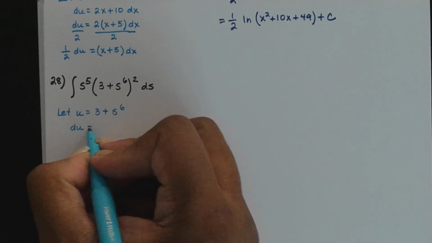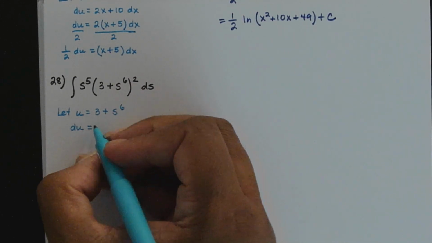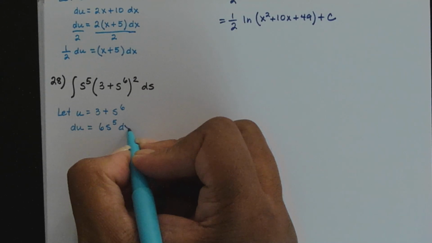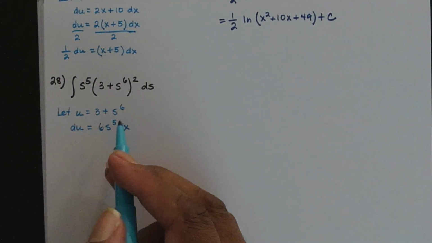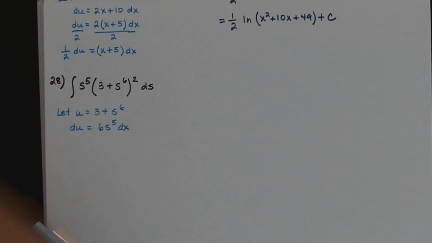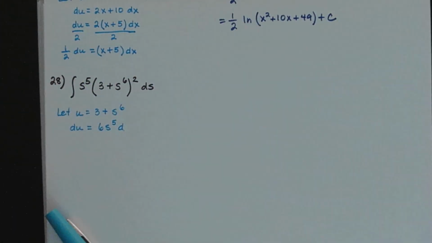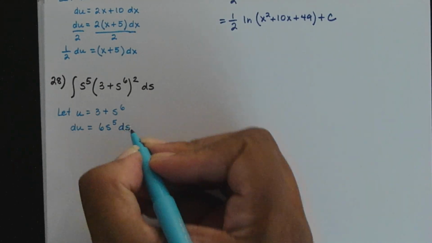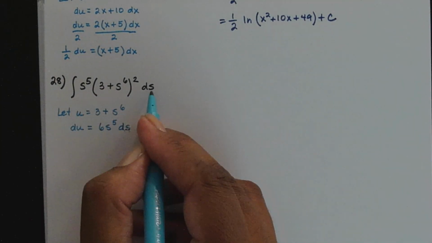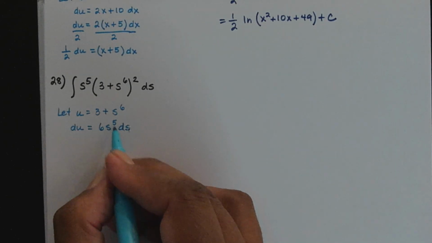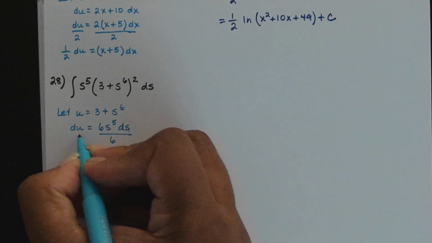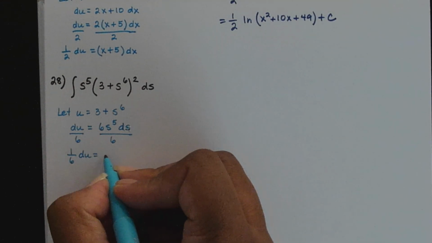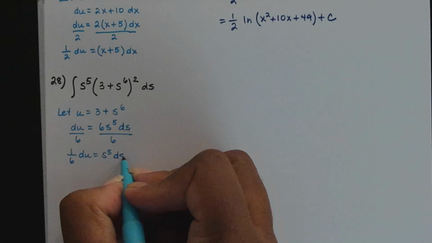That means du will have to be 6s to the 5th dx. Or I should say ds, since our variable is s. Okay, we got s to the 5th and ds. So if I want this to be s to the 5th ds, I need to divide both sides by 6. So that means I have 1/6 du is equal to s to the 5th ds.